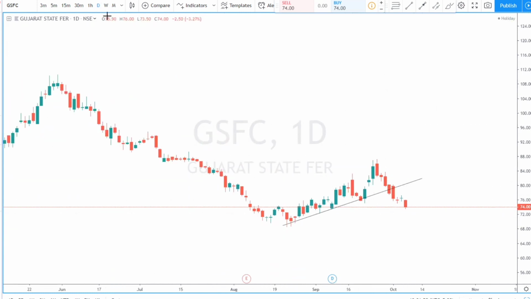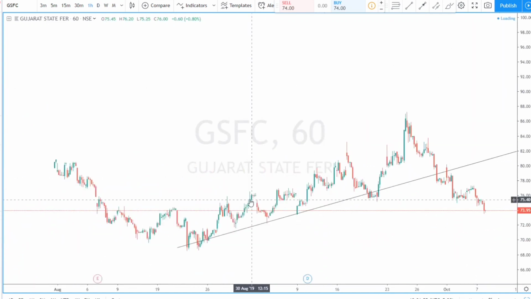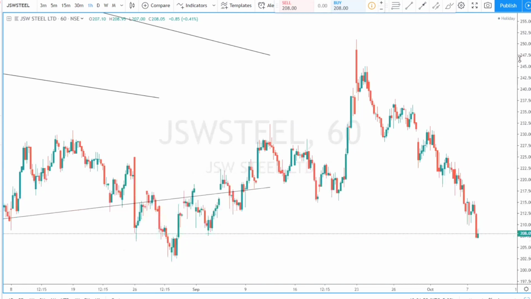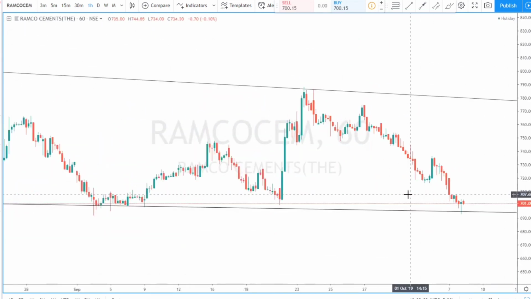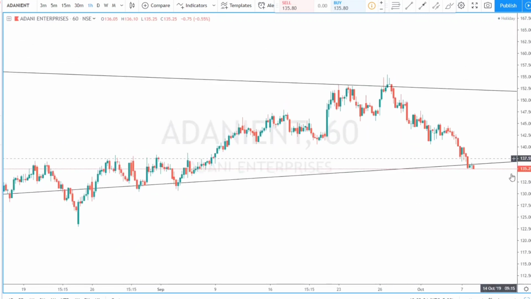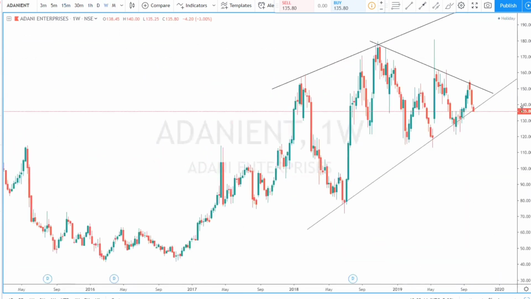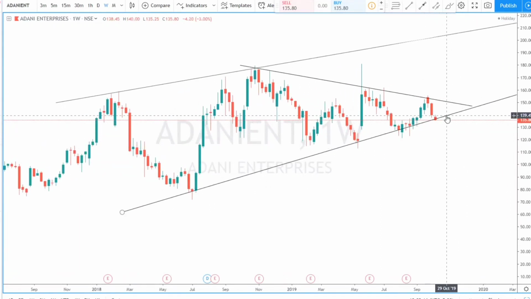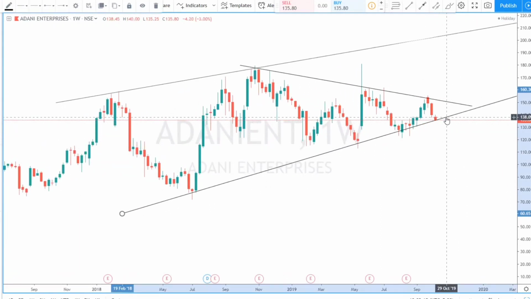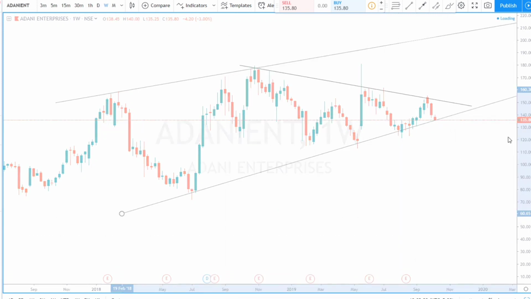Adani, yeah, Adani might fall from here. So I will put an alert. I will create it, and when it touches, I will be alerted. So in Lupin also, this could be a good trade tomorrow. I will just put an alert, and if it falls from here, I will. Okay, I've taken too many alerts. Probably I will delete some.